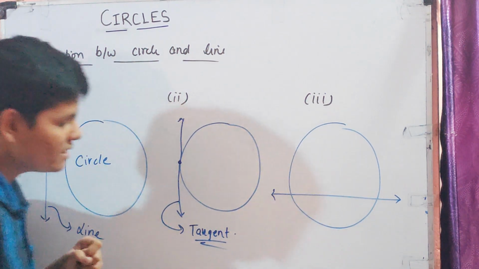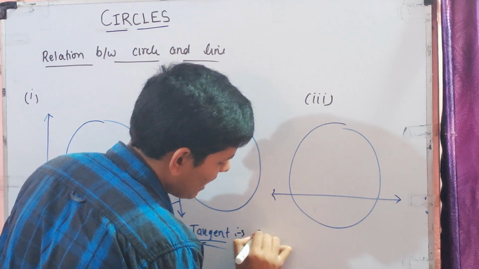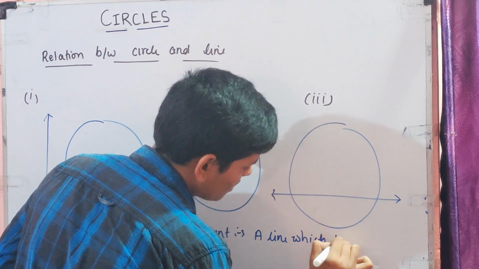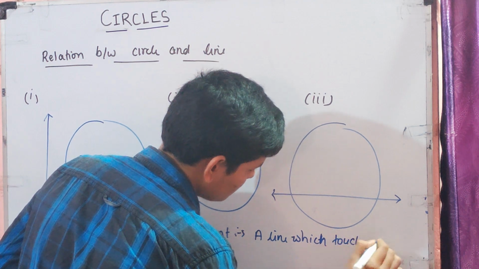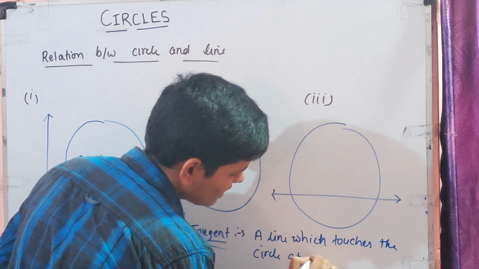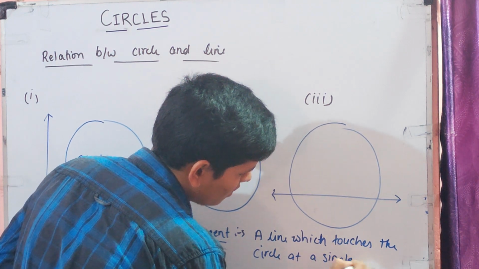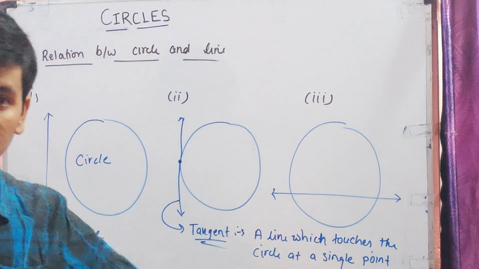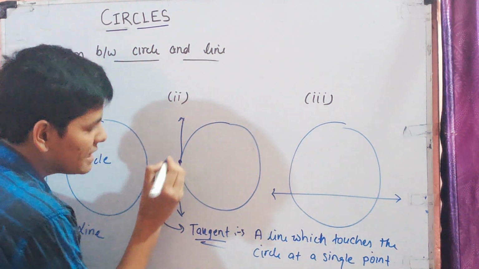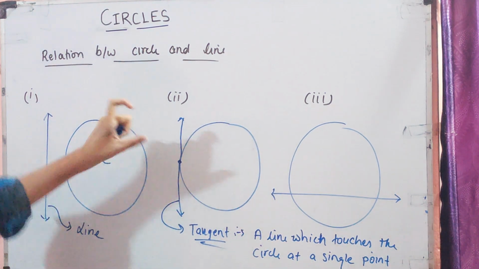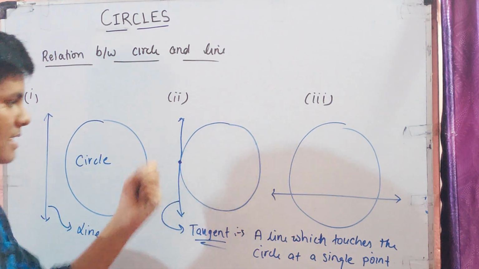Now what is a tangent? A line which touches the circle at a single point. So any line which touches the circle at a single point. Here you can see that this line touches the circle at one single point. So then this line is known as a tangent and the circle is as it is.